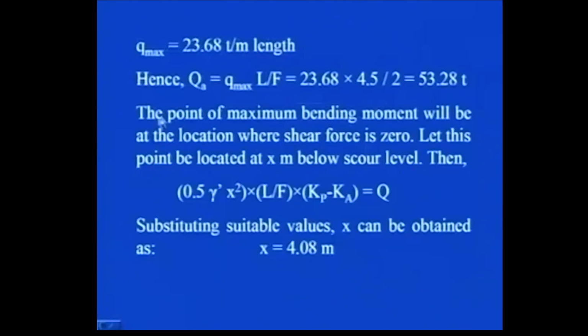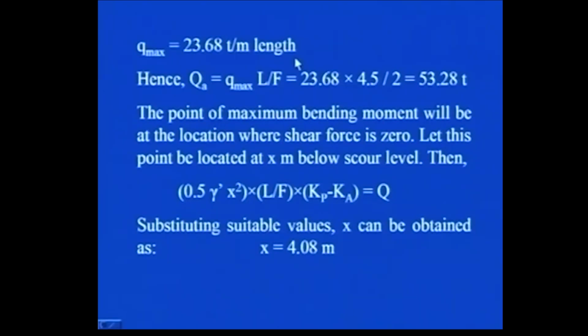So, substituting all these values, I will get this q max to be equal to 23.68 ton per meter length of well. Then I told you how you can find out the total allowable force, which is qa, and is equal to q max into L by F.